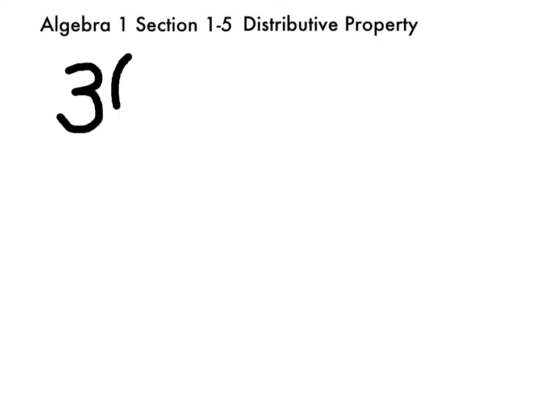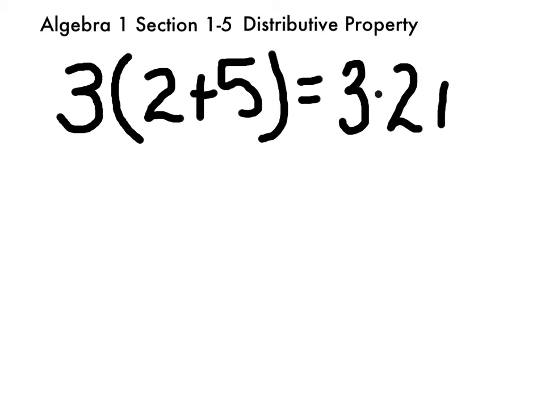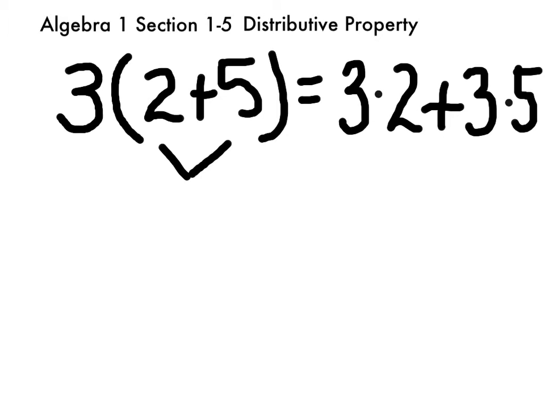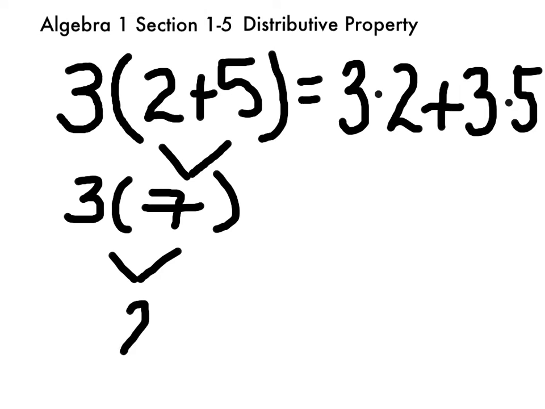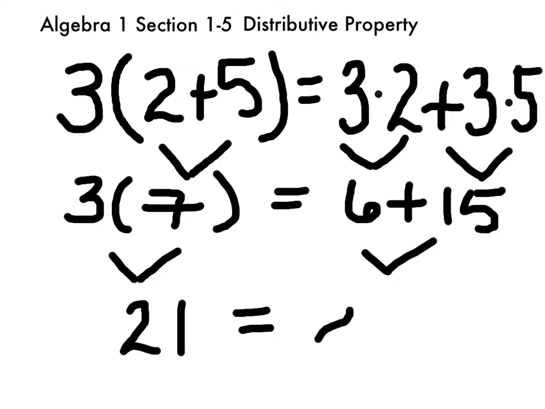We have 3, open paren, 2 plus 5, close paren, and they say that's equal to 3 times 2 plus 3 times 5. So we check it. If we added the parens together, like using order of operations, we'd have 3 times 7, and that equals 21, right? And then on the other side, 3 times 2 is 6, plus 3 times 5 is 15. We add those two together, and we get 21. So it's proving that the distributive property is working.